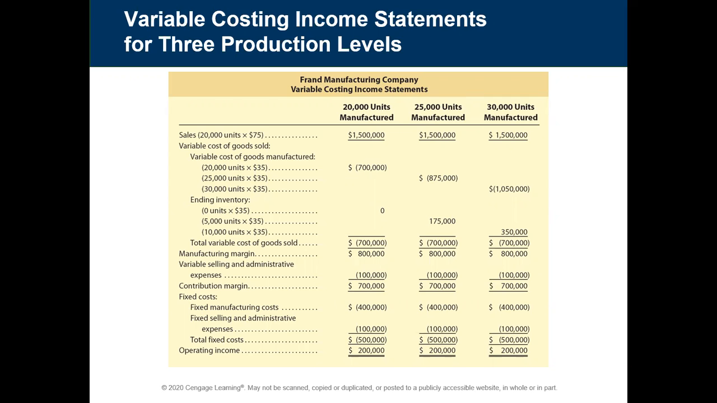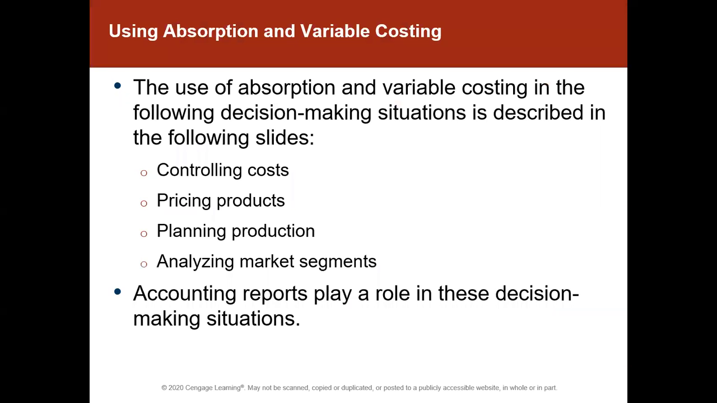Yes, so under absorption costing, that's why they call it absorption, which I think is a weird term, it means all of the manufacturing costs are absorbed into the cost of goods manufactured, which becomes cost of goods sold when you sell it, as opposed to under variable, where the fixed does not become part of the cost of goods sold. So the use of absorption and variable costing gets used a lot in these type of decisions.